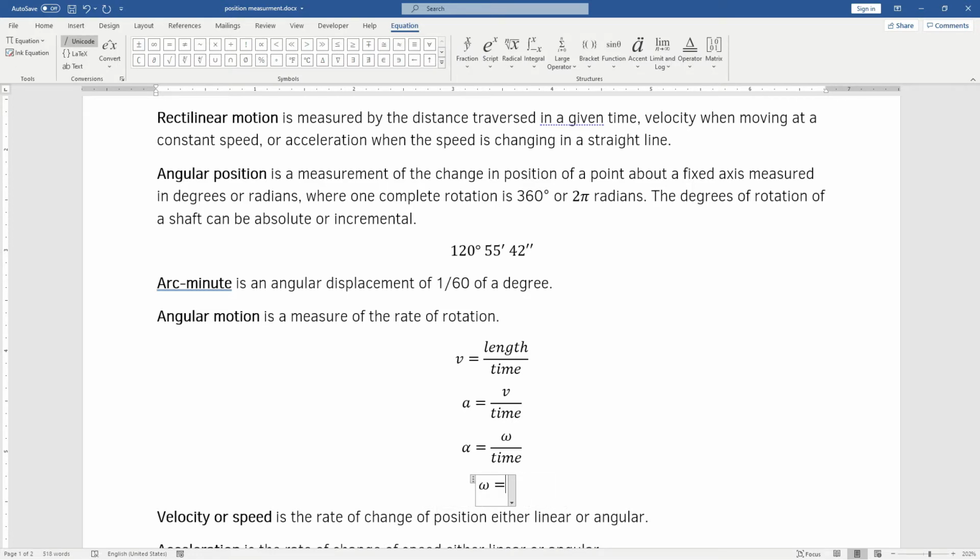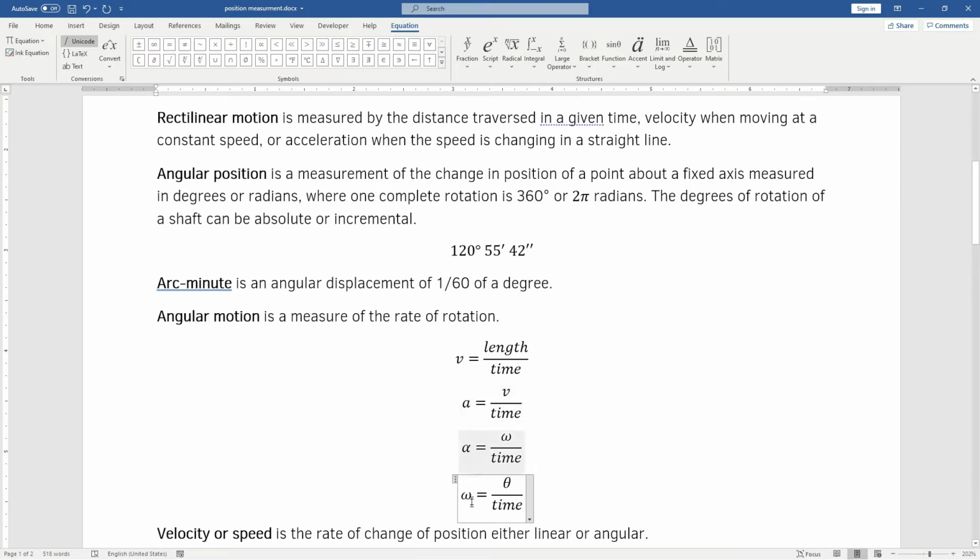It is what? Angle, which is okay, so theta per time, the angular speed. So this is the difference between them. All of them are motion, but the first two things are linear and the others are angular.